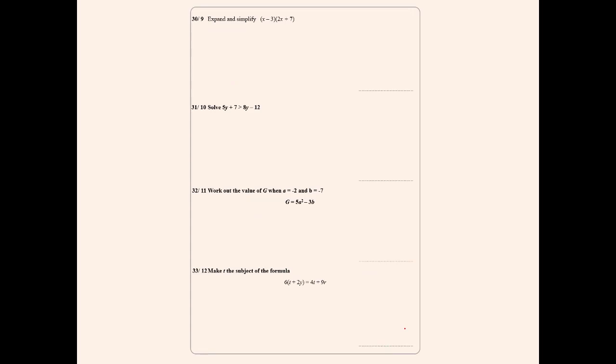Expand and simplify. We've got a negative there, so I always recommend using the grid method when you have negatives, because it saves you from making any mistakes. So 2x plus 7 here. Make sure you write down the signs, so when you write your answer you will need to write the signs as well. We're multiplying. 2x times x is 2x squared. 2x times minus 3 is minus 6x. Plus 7 times x is plus 7x. And plus 7 times minus 3 is minus 21.